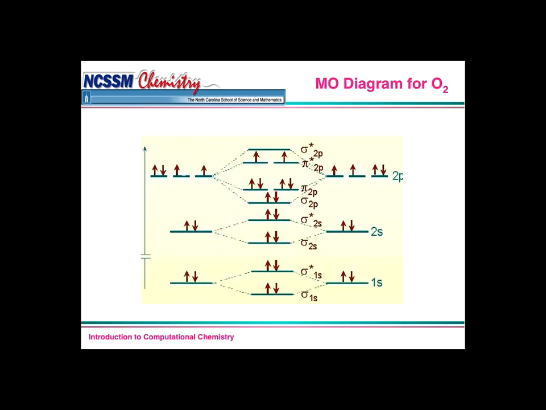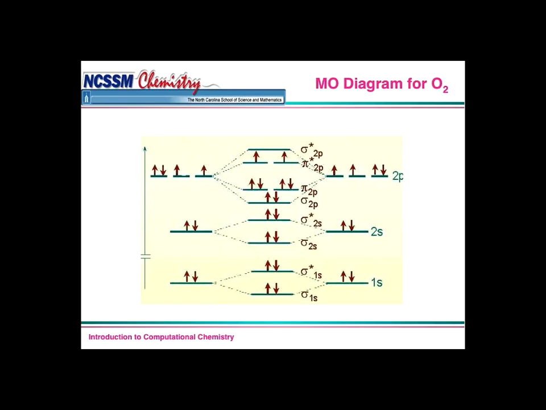And now when I do my filling, in the middle you're seeing the molecular orbitals. So what do I get? I get a bonding orbital, that's the sigma 1s. I get an anti-bonding orbital, that's the sigma star 1s. Okay, I'm moving up. Then I get a bonding orbital, sigma 2s. Then I get an anti-bonding orbital, a sigma star 2s. Okay, moving up, I get a bonding orbital, sigma 2p.